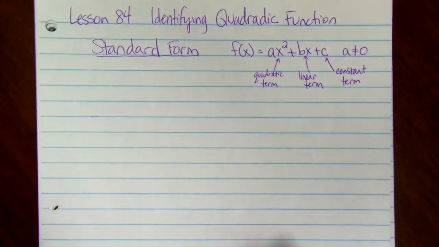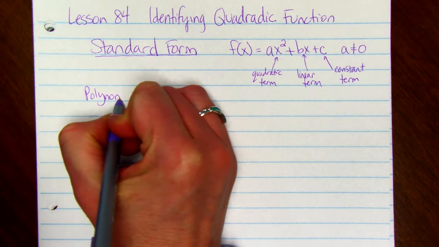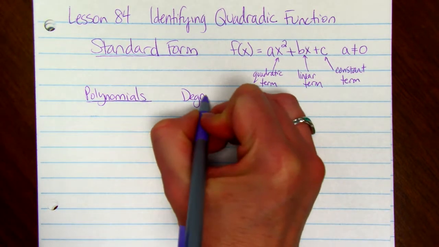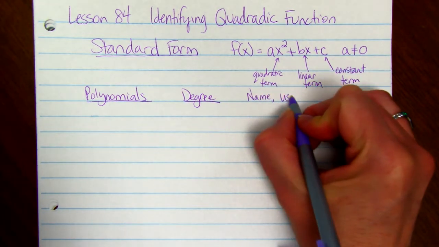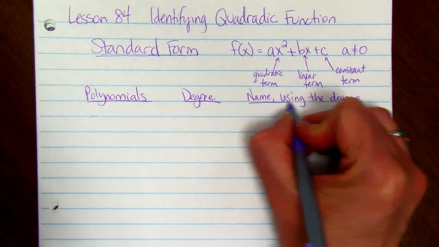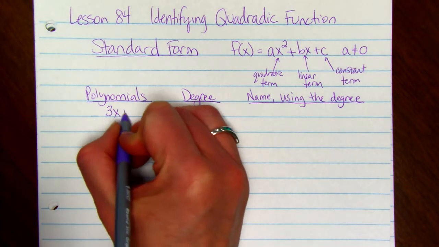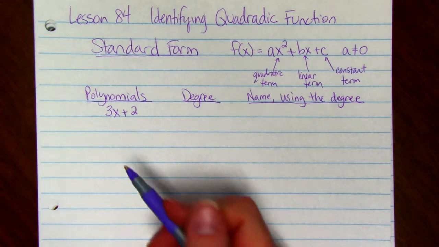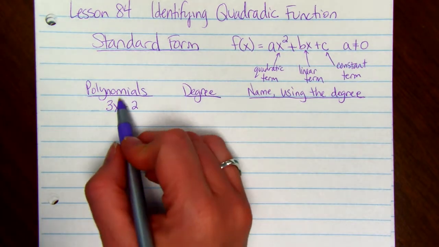So I'm going to give you some examples of polynomials and what the degree is. We're going to look at their degree, and we're going to name them using the degree. So here's an example of a polynomial, 3x plus 2. The degree is the exponent on the largest term.